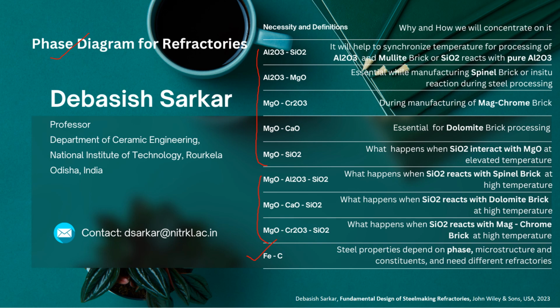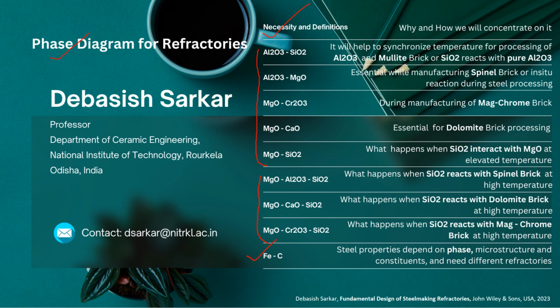I have given a brief on why I want to emphasize these particular topics. For example, necessity and definitions. I want to discuss why and how we will concentrate on it. Alumina silica system will help to synchronize temperature for processing of alumina and mullite bricks or while silica reacts with pure alumina. Alumina magnesia is essential while manufacturing spinel brick or in situ reaction during steel processing, where there is reaction in between the alumina and magnesia.